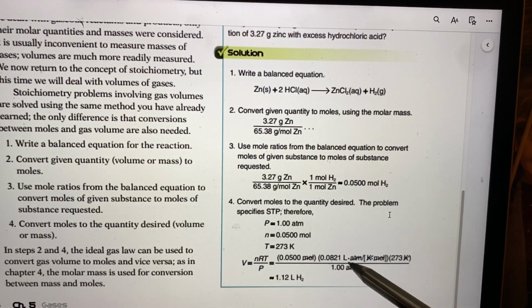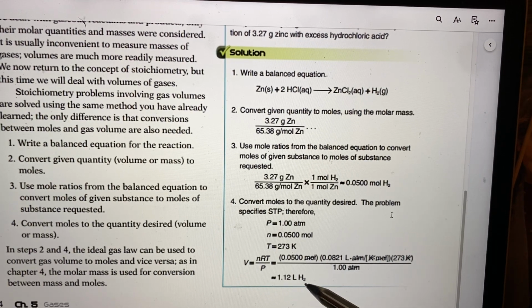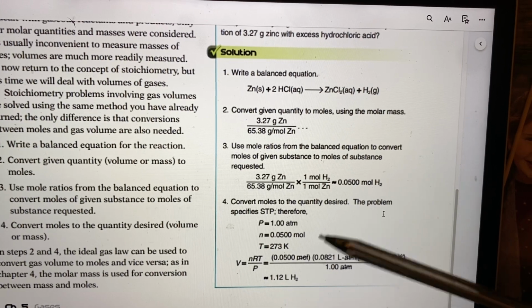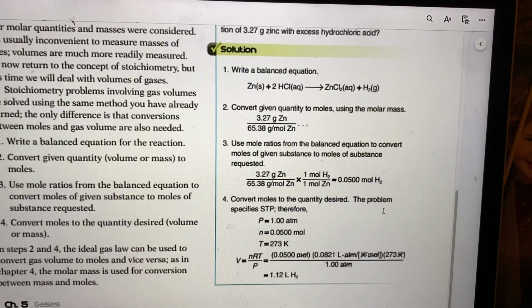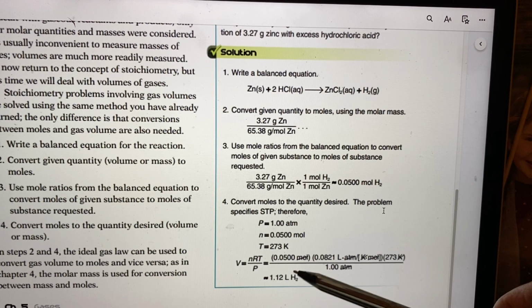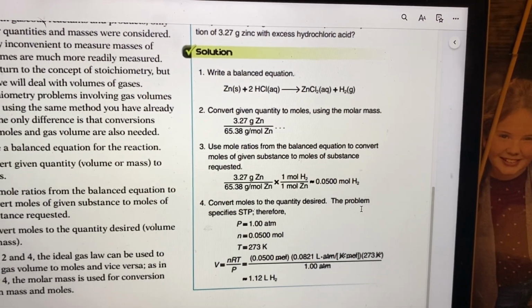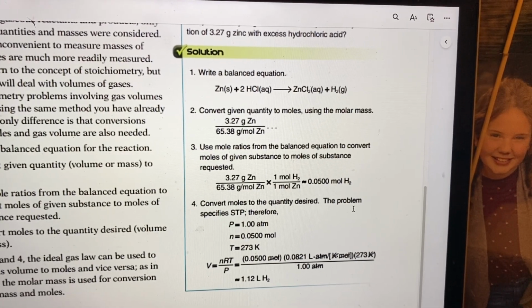You plug them all in, put them in your calculator, and you're going to get 1.2 liters of hydrogen. What we're looking for up here is how many liters of hydrogen, because we're looking for the volume. Okay? So we'll do that when we get another problem to do, but let's stop there.